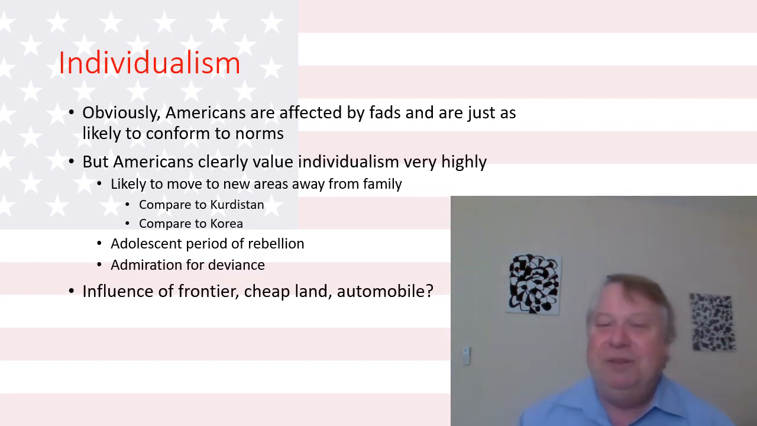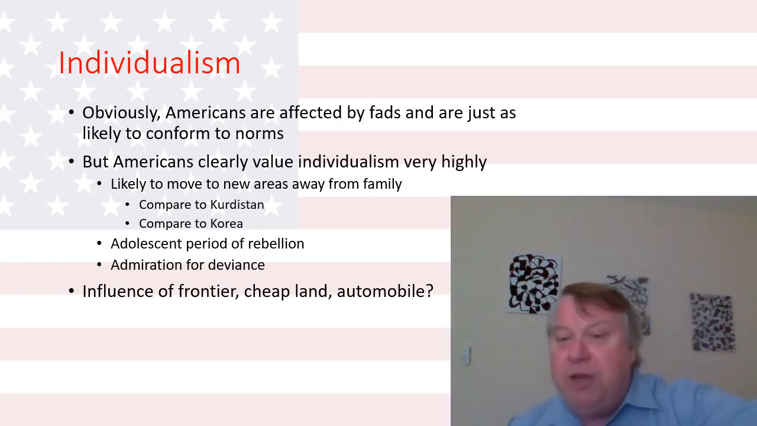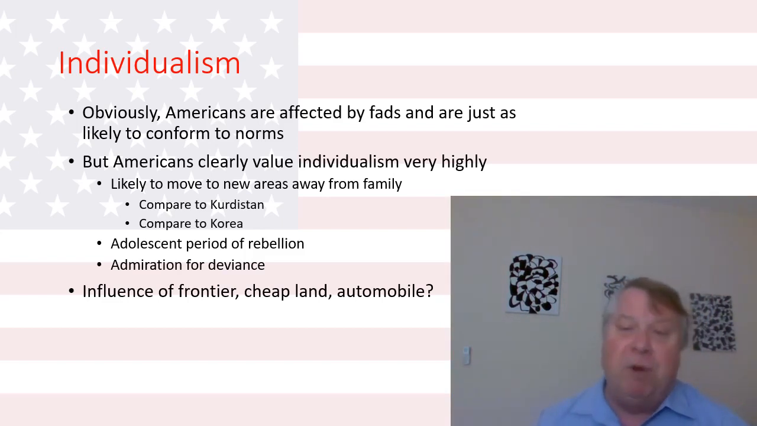So we tend to admire people who do things on their own. Now, people might say that a lot of this comes back to our history, the influence of the American frontier, cheap land, that it was easy to go out, the automobile culture in America that gave people the ability to move around on their own and to have a lot of independence that people didn't have in Europe, where people are more crowded together, where there's no new area you can go to for most cases.